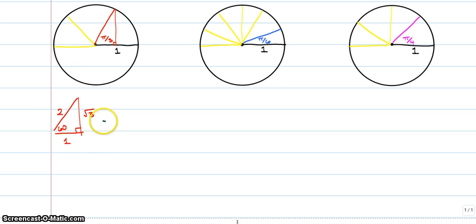Big idea, if the radius is 1 in a unit circle, but the hypotenuse was a 2, you already know what the sine has to be. You're just going to be dividing everything by 2 right now. So this is 1, this is 1/2, and this is going to be radical 3 over 2. That is with the unit circle.